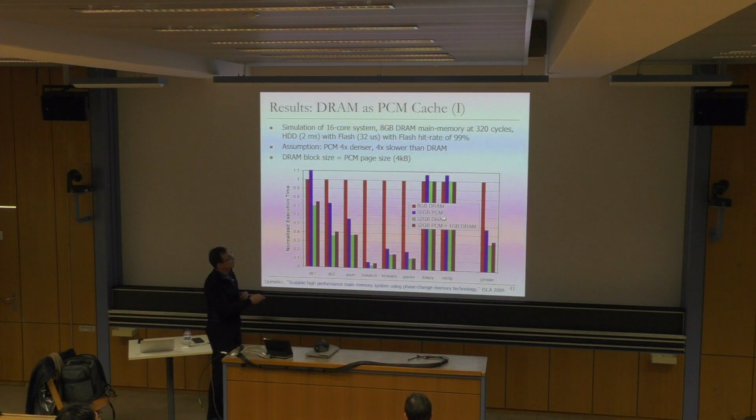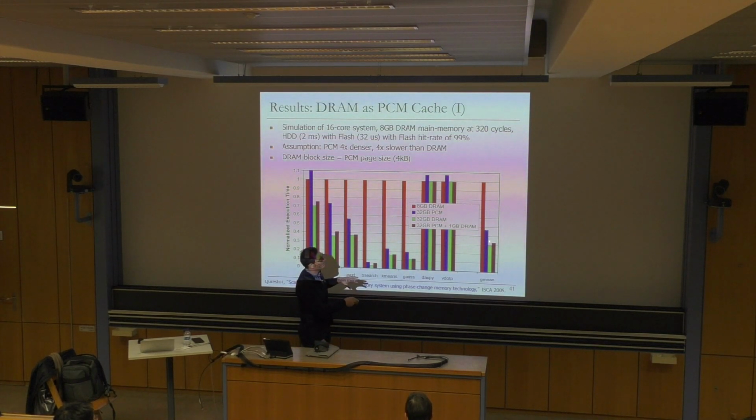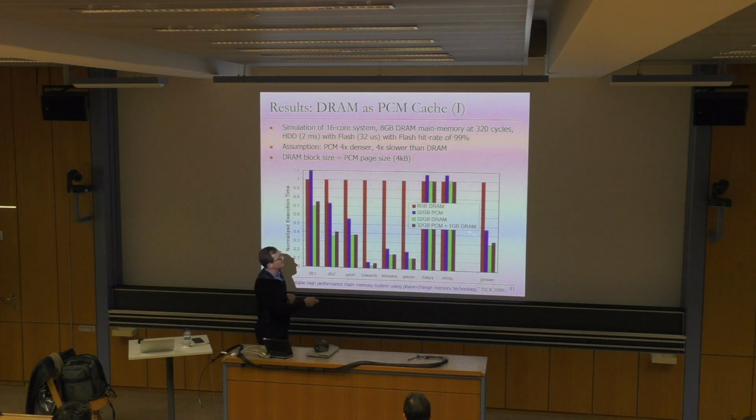But if you look at a 32 gigabyte DRAM, that's even better. So clearly, there's still a difference. This is the comparison that we have done: 30 gigabyte PCM versus 30 equivalent DRAM. The 30 gigabyte DRAM is even better. So the question is, can you get close to the performance of the 30 gigabyte DRAM?